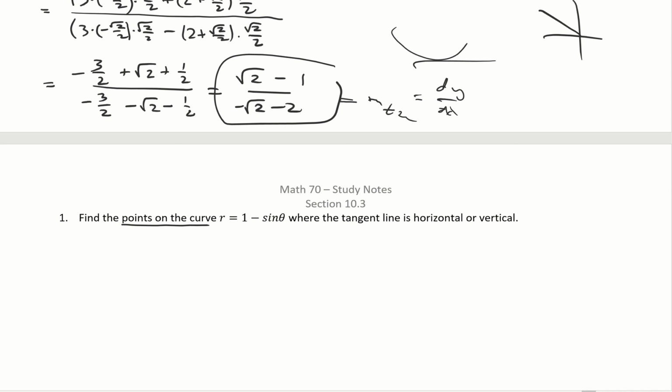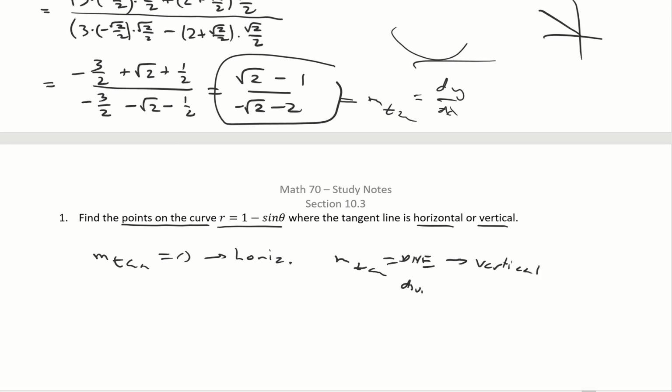Okay. Next one. Find the points on the curve where the tangent line is horizontal and where it's vertical. So that means m tan equal to 0 means horizontal, and m tan does not exist means it's vertical. What I mean by that, you'll see, basically if you divide by 0. Okay, let's see. So we have to find m tan.